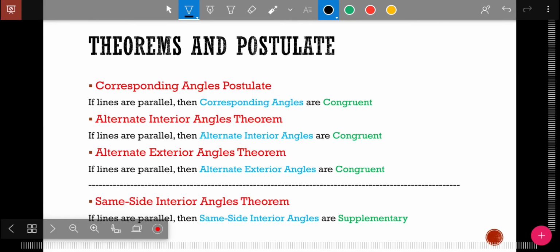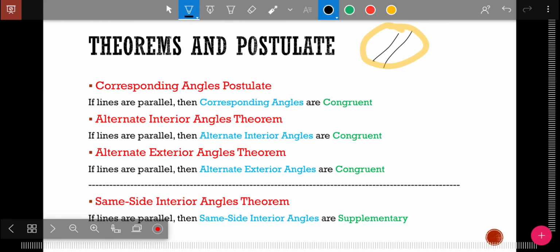And so now we have these postulates and theorems, and these are very, very important. So please write them down, right? It's okay if you just get the end parts, as long as you know they're all going to start with the lines are parallel. They all require lines being parallel. So that's a prerequisite for all of these rules, right?